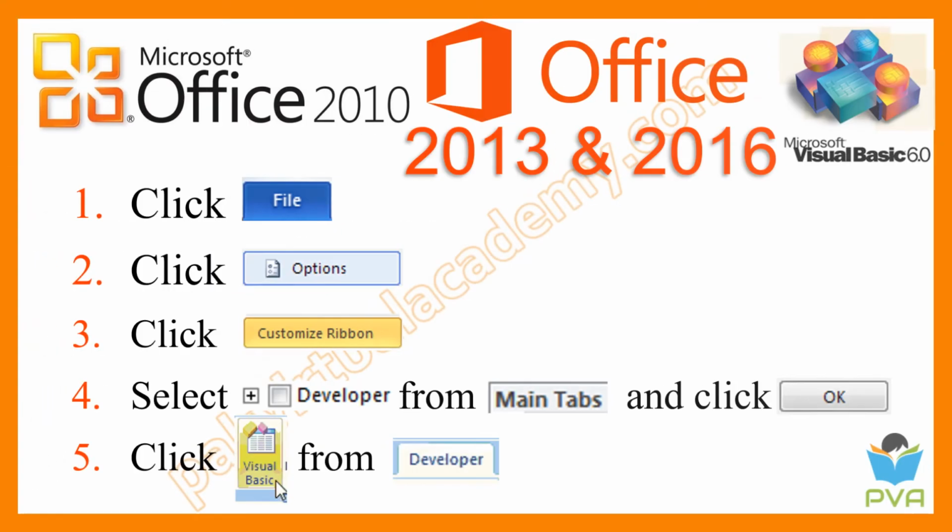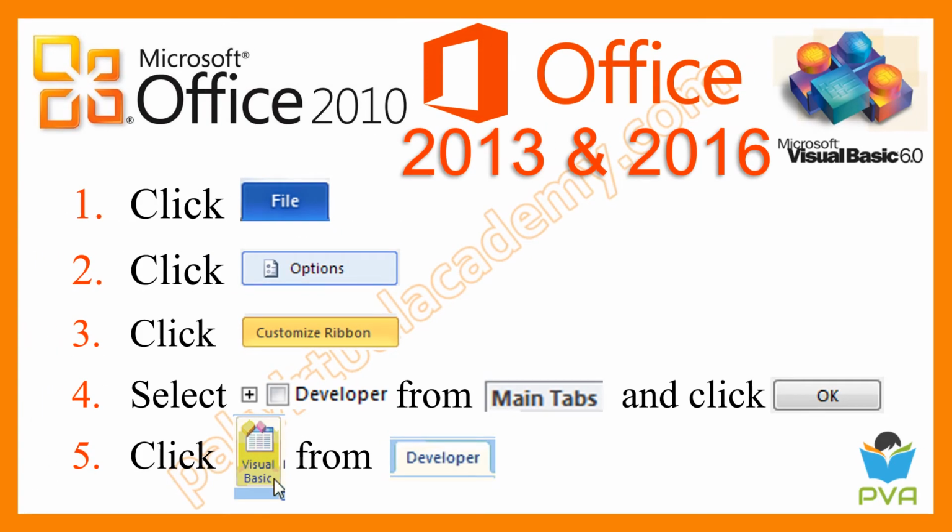To enable Visual Basic Editor in various applications of Microsoft Office 2010, 2013 and 2016, for example, Excel and Word, etc. Click the File menu first. Then click Options. Then click Customize ribbon. Then select Developer from main tabs and click OK button. And then click Visual Basic in the Developer tab.